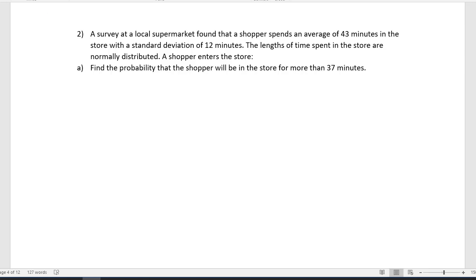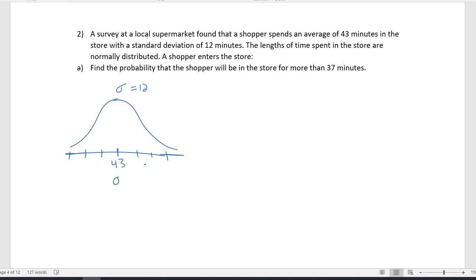So again, I'm a visual learner. I'm told that this data is normally distributed, so I'm going to draw my normal curve. For this data set, my mean was 43 minutes, and my standard deviation was 12. I'm just going to scribble that up here so I don't forget it. Now, also remember that this is a z of 0, and then I have a z of 1, 2, 3, negative 1, negative 2, negative 3.